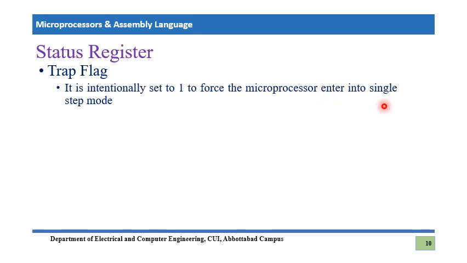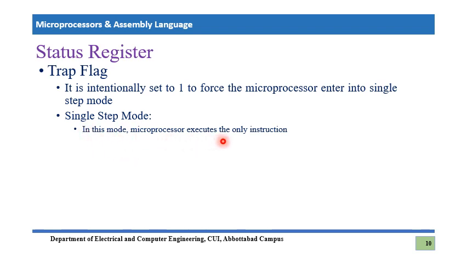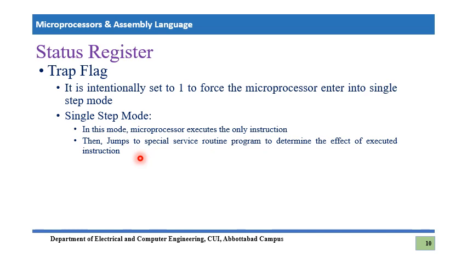What happens in that mode is that whatever the instruction is, it is executed only once, and then the microprocessor checks its effect. So it's a kind of debugging mode where the programmer can verify whether the instruction is working properly, or whether the effect of the instruction is going in the right direction or not. That is the definition of single step mode. In this mode, the microprocessor executes only a single instruction and then jumps to a special service routine program to determine the effect of the executed instruction, and checks whether it is going in the right direction or not.